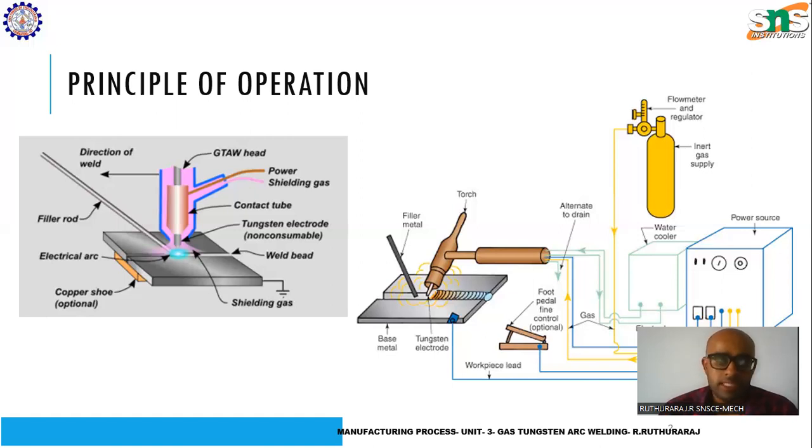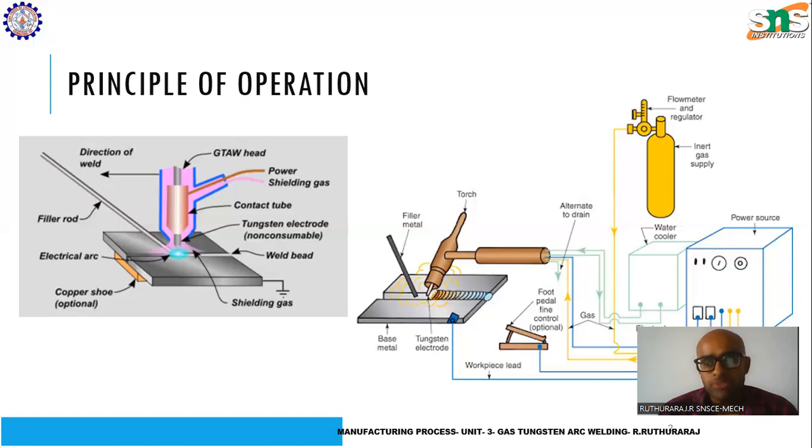As I said in the starting itself, automation can be implemented here in the delivery of filler rod as well as the movement of the welding torch. You would have seen robot-based welding videos. Such videos are done using this tungsten arc welding as well as another form of welding called gas metal arc welding, which we'll see in the next video. Both these processes can be automated using robots. Most industrial robot welding processes are either gas tungsten arc welding or gas metal arc welding. Other than that, laser welding is also done.